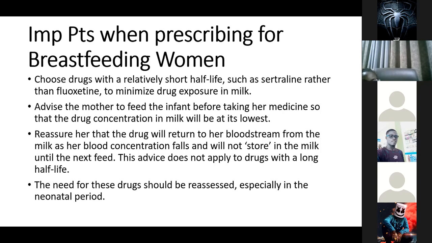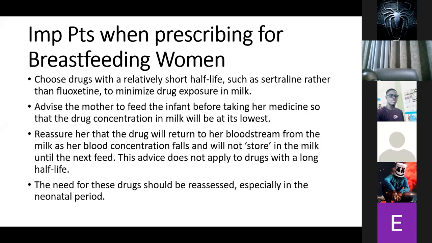And then she needs to understand that it's not as if when she takes the drug it will stay in the breast milk and keep increasing. No, it doesn't do that. The need for these drugs should be reassessed, especially in the neonatal period. So as you are giving the mother the medication, you are reassessing. If it gets to a point and you think the mother doesn't need the medication anymore, you have to stop.